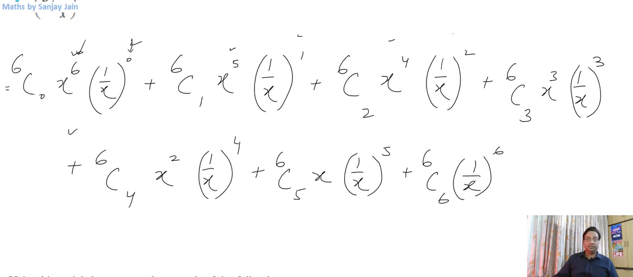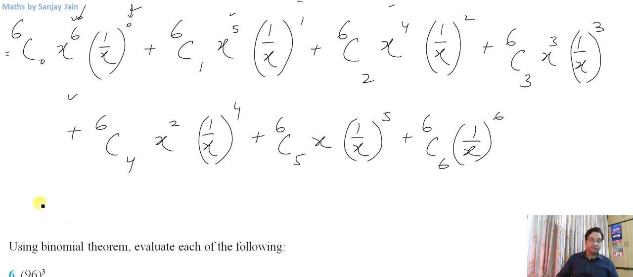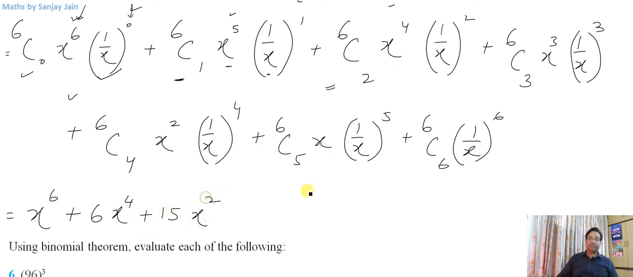Now let us write it in simplified form. So this is 1, this is 1, so x raised to power 6 will be your first term. This is 6 and x raised to power 5 by x, so 6x raised to power 4. This is 15, right? 6 into 5 by 2 into 1, so 15, x raised to power 4 by x squared, 15x squared.